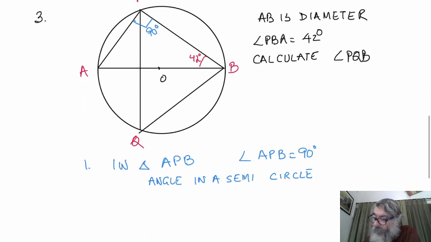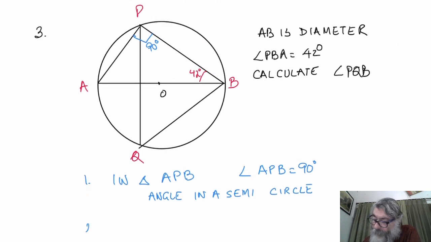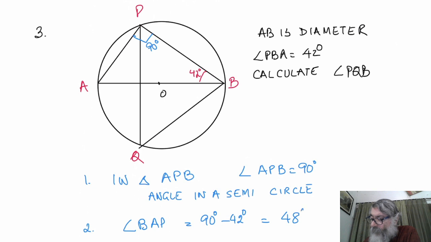So let us calculate angle BAP. Angle BAP will be 90 minus 42. Why am I subtracting only from 90? Because already one angle is 90. So 180 minus 90 is 90, so the sum of the remaining two angles should be 90. 90 minus 42. 90 minus 40 is 50, so this comes out to be 48.